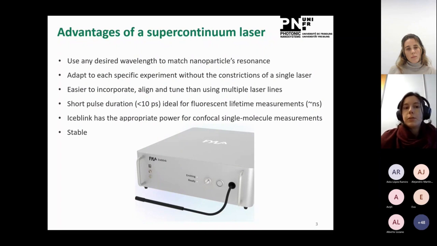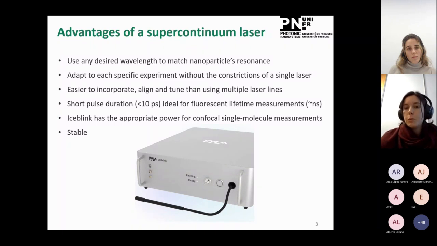First, if we want to study the interaction between fluorophores and nanoparticles, we are limited to the sizes and shapes of nanoparticles that we can use. So we have a defined resonance wavelength that we have to adjust to. Since we are constrained on that side, it's ideal for us to have a laser source that can be tunable so that we can adjust our excitation and our fluorophores to the resonance of the nanoparticles that we are using in every particular case.